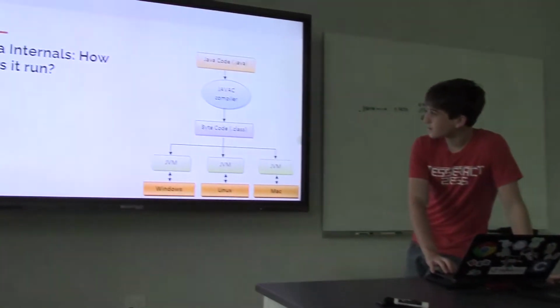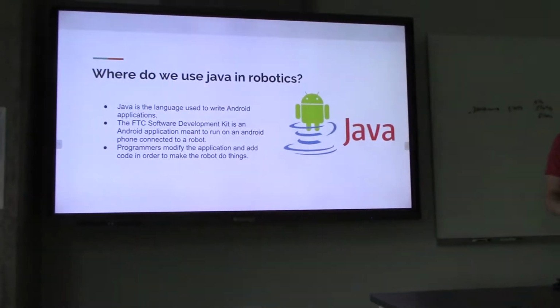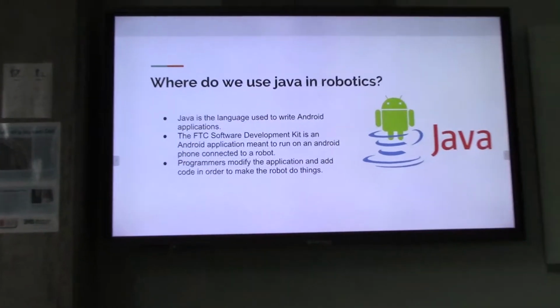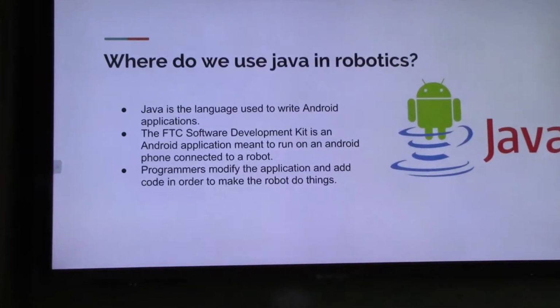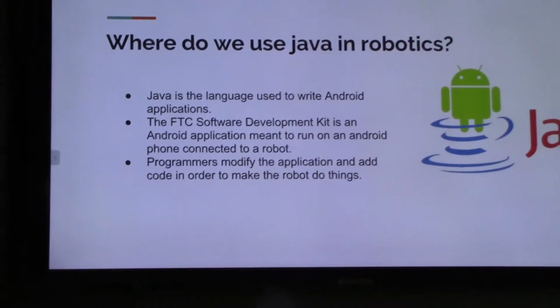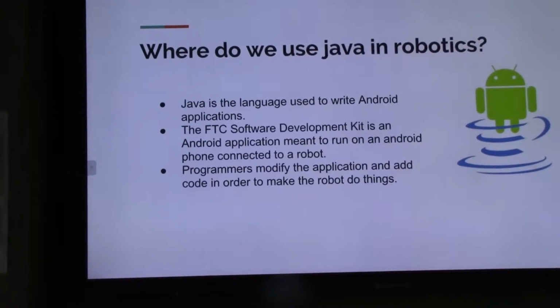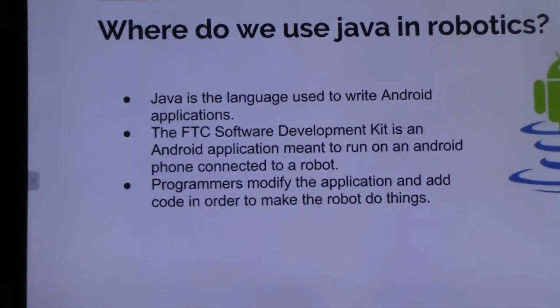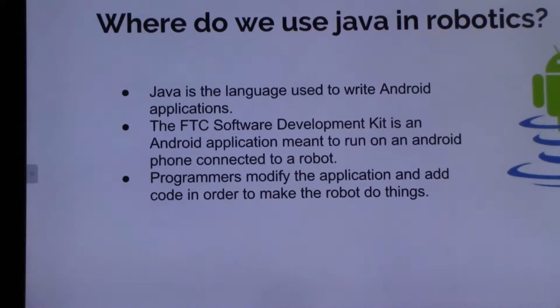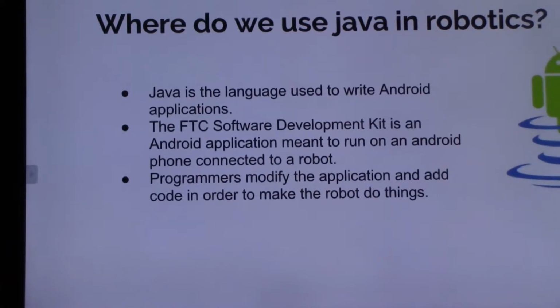Okay, cool. So you might be wondering, why are we even doing this anyway? How does this pertain to robotics? Well, it turns out Java is very related to FTC robotics right now. It's basically the main language used to write Android applications. And the FTC SDK is really just a big Android application that programmers put their own code in for moving the robot and such. The app itself has some facilities for moving motors and getting data from sensors. So programmers modify the application to add code in order to make the robot actually do stuff.